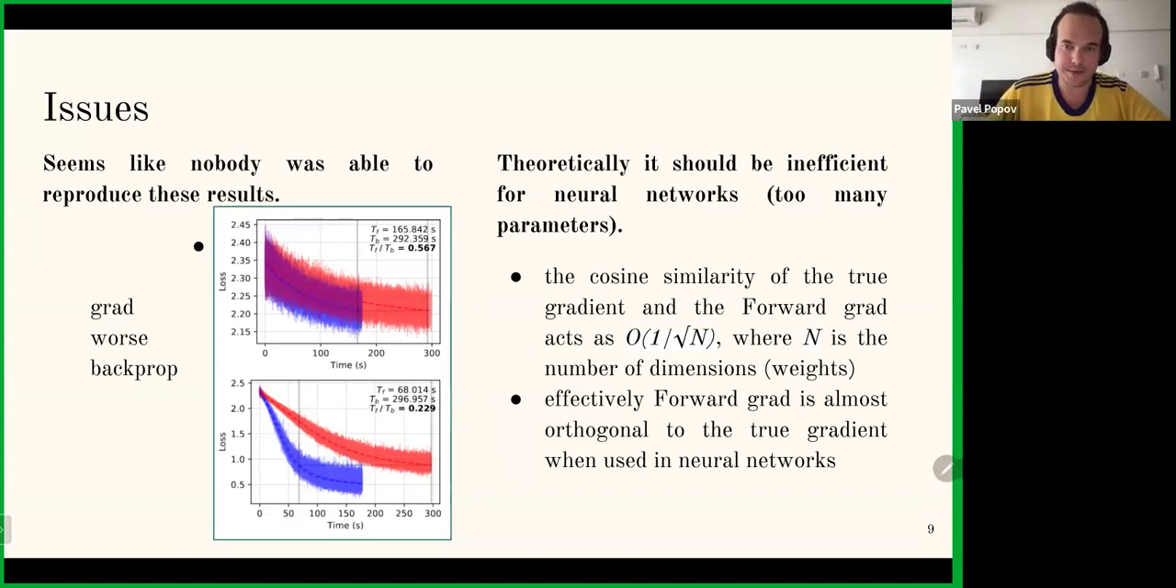Another problem is that the forward gradient we are using relies on us making guesses about its direction, the direction of the gradient. And with the increasing number of dimensions, with the increasing number of guesses we are making, the cosine similarity of our guessed gradient and the true gradient approaches zero. And for us, it means that if we try to use it to train neural networks, it will probably be quite inefficient, as the gradient we are using is almost orthogonal to the true gradient, and we do not update our weights in the right direction.